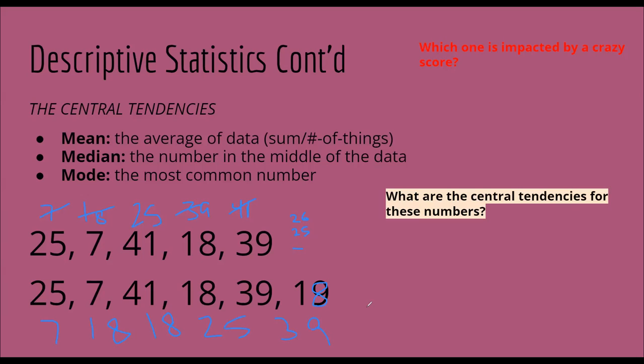So now these are in order. All right, we're going to do this again. But if there's ever two numbers in the middle like that, you can't cross them both out or you have nothing. So you have to take the average of those two numbers. 18 plus 25 divided by 2. And so the median is 21.5. It can be a decimal. Now the mode is the one that appears most. That's 18. That's pretty simple.